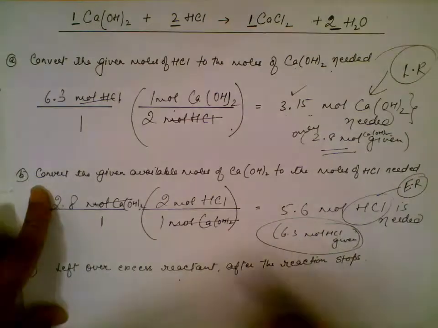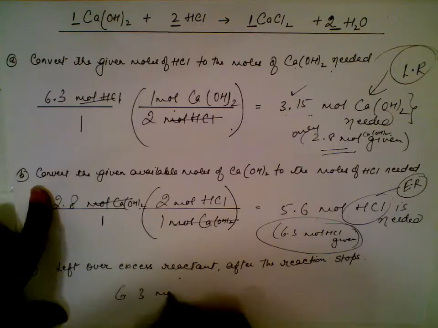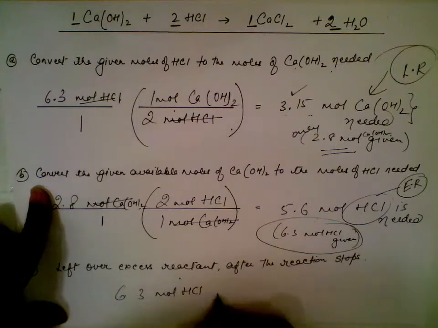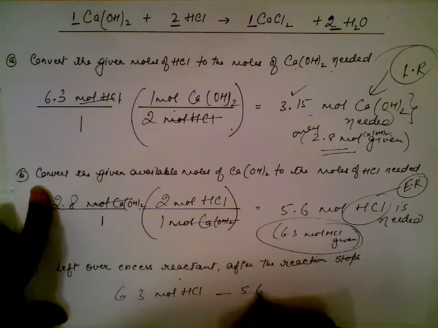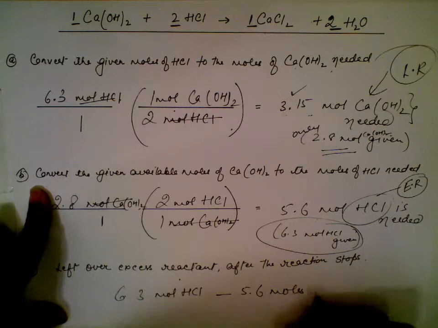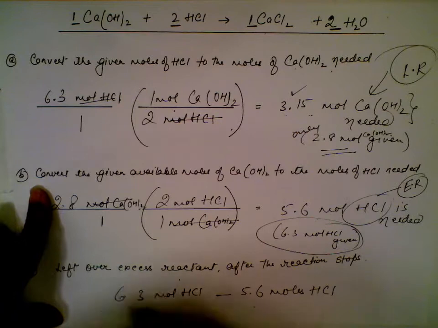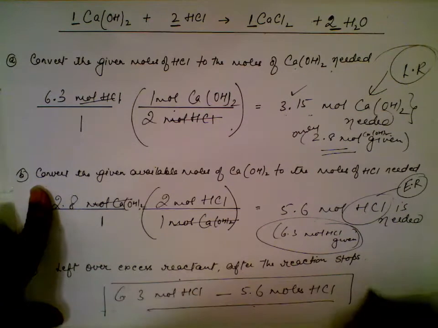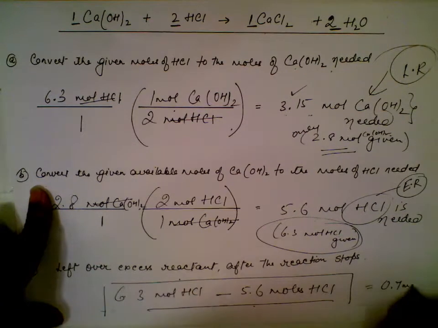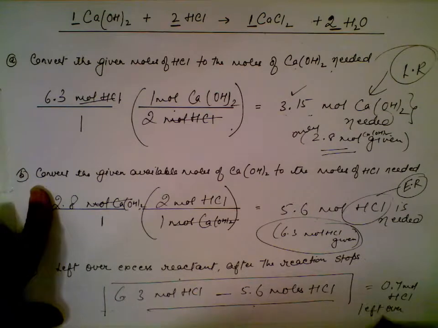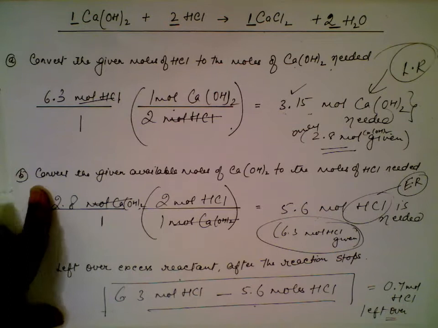So given moles are 6.3, okay, and the needed moles are 5.6. Subtract them, you're going to get 0.7 moles of HCl. So this is the leftover after the reaction completes.